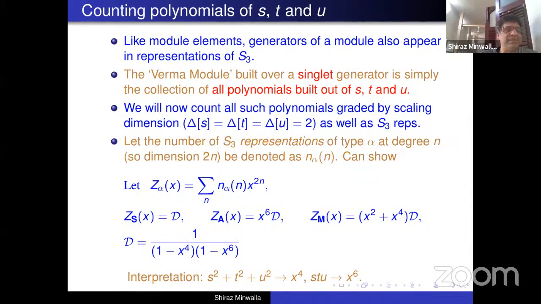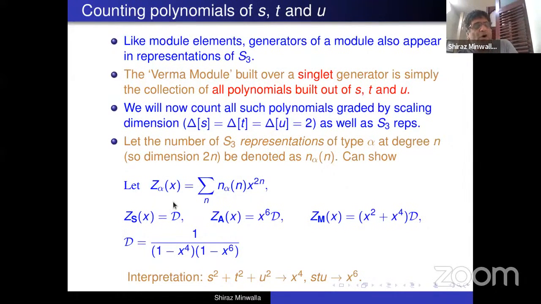And there are two very simple monomials, S squared plus T squared plus U squared, and STU. S squared plus T squared plus U squared has dimension 4, and you can make any number of powers of this. So that's 1 minus x to the 4. And then the STU has dimension 6. So that's this 1 minus x to the 6.